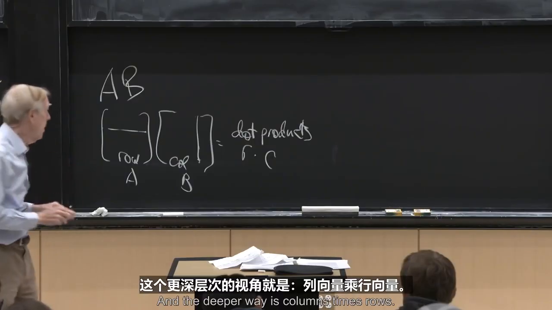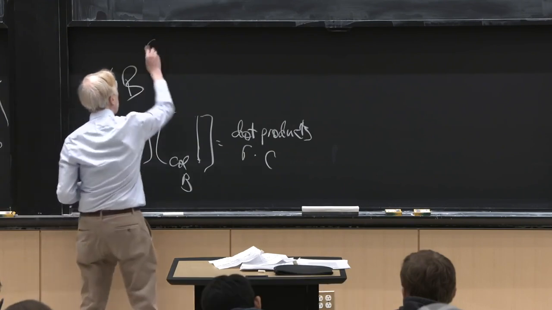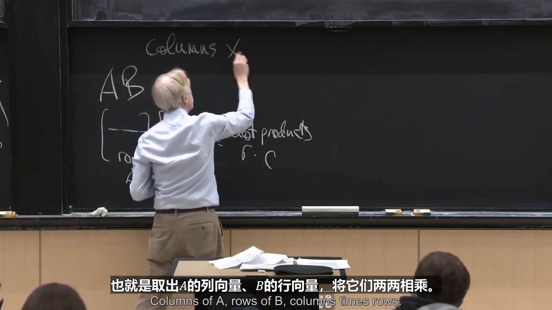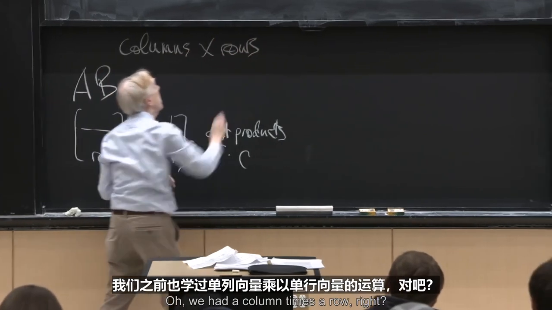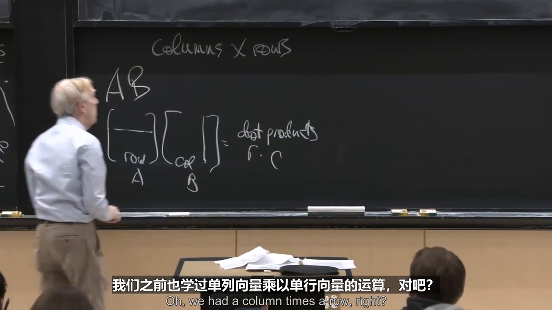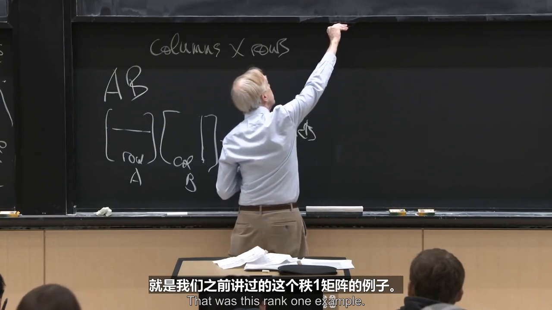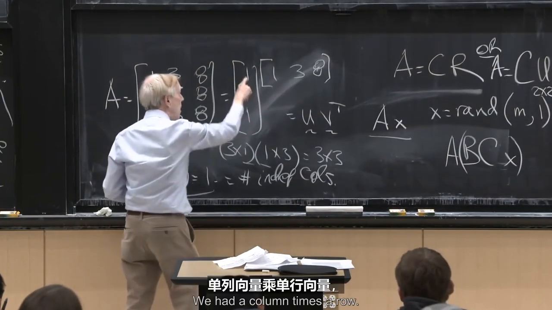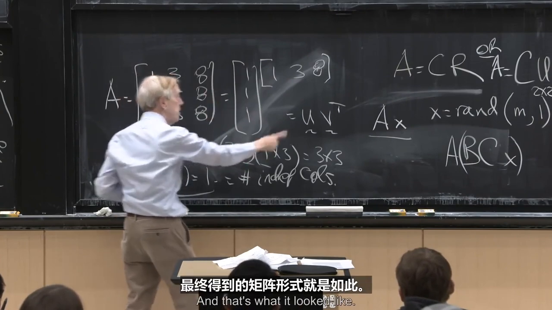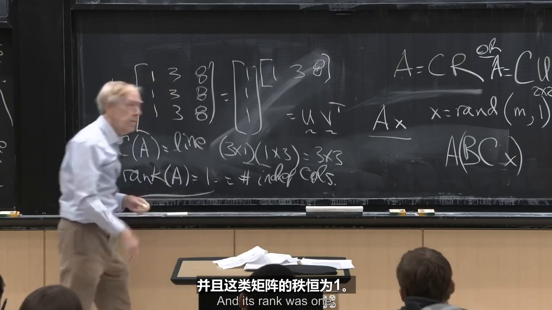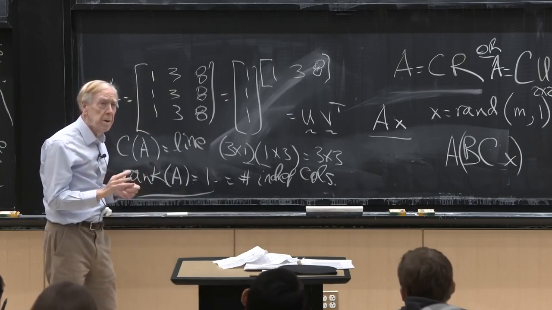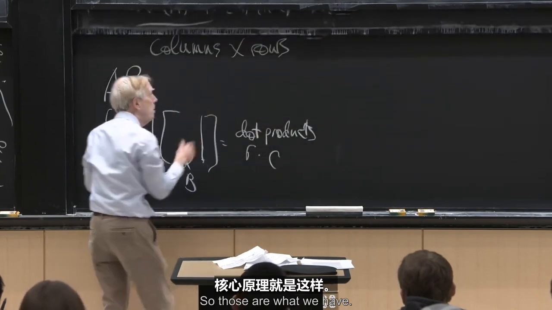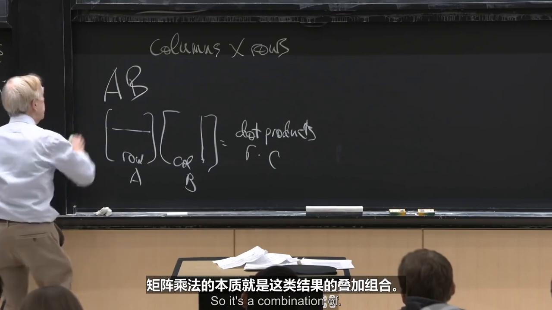And the deeper way is columns times rows. Columns of A, rows of B. Oh, we had a column times a row. That was this rank 1 example. We had a column times a row, and it produced a matrix, and that's what it looked like. And its rank was 1. So it's a combination of.